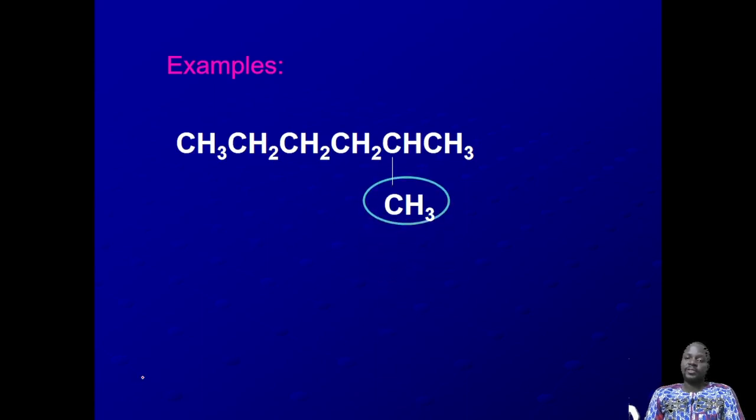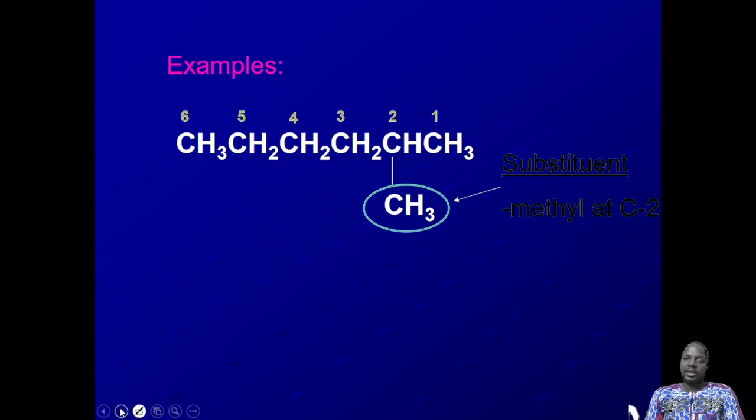Now, we've located the substituent, which is CH3. So we start naming from the end close to it. That is from the back. We have 1, 2, 3, 4, 5, and 6. So now we want to name. If we name this, now it's very simple. The substituent here, as you can see, is on the second carbon, and the substituent is called methyl.